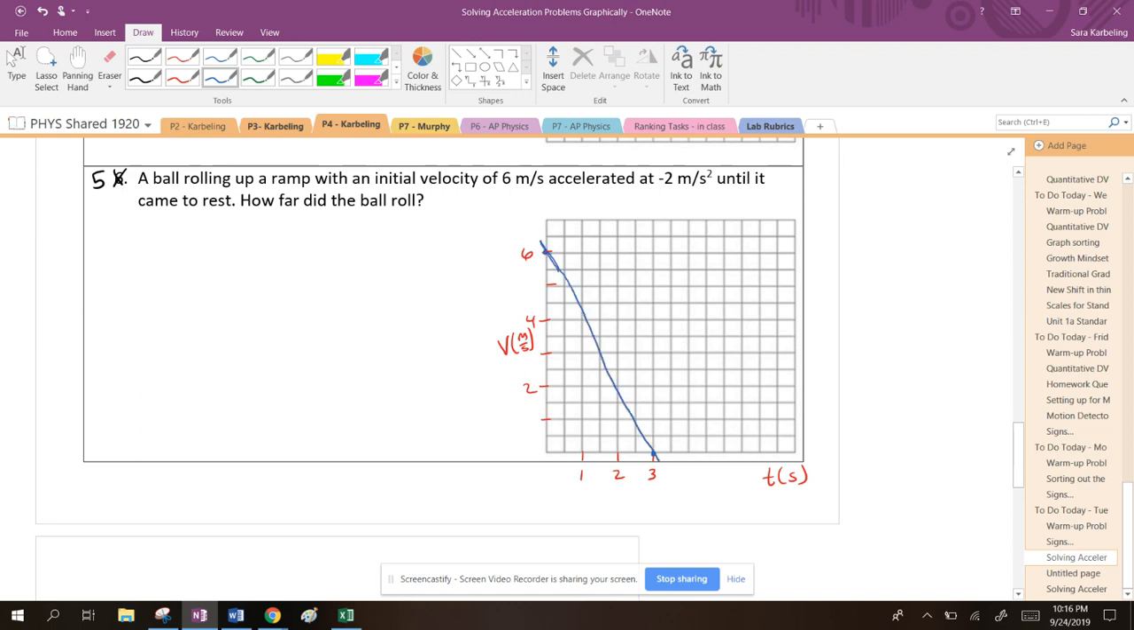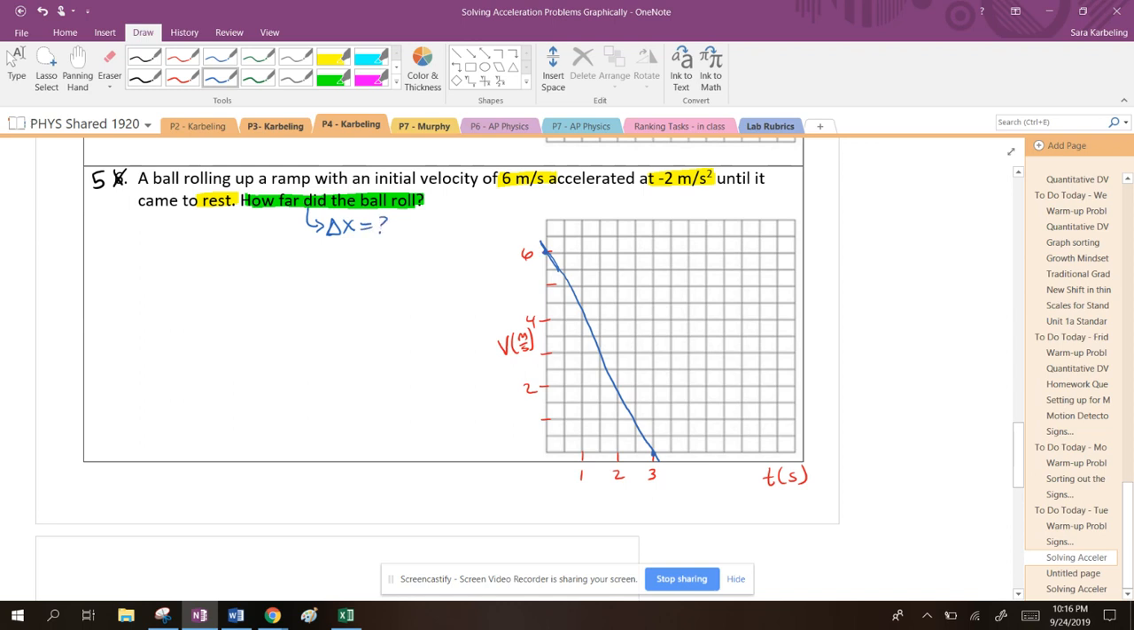Okay. And now, just to take a peek at what we're asking, again, we've got a velocity of 6 meters per second to start, comes to rest with an acceleration of -2. That means it's slowing down. Now we're asking, though, how far did the ball roll? So we have to think to ourselves, what does that mean? How far means that they want a displacement. So that's what we're looking for.